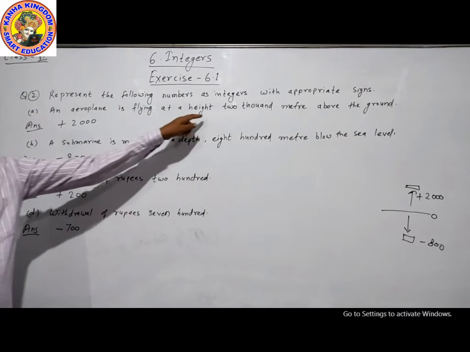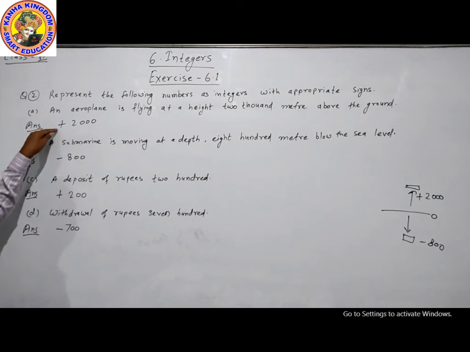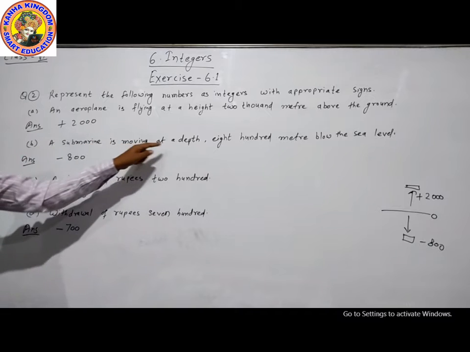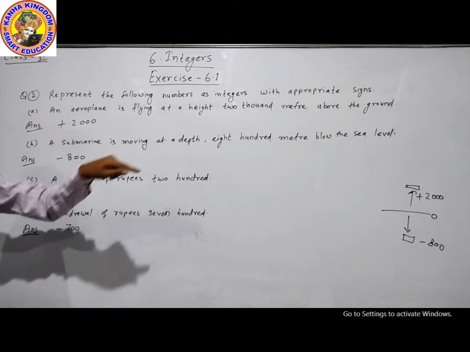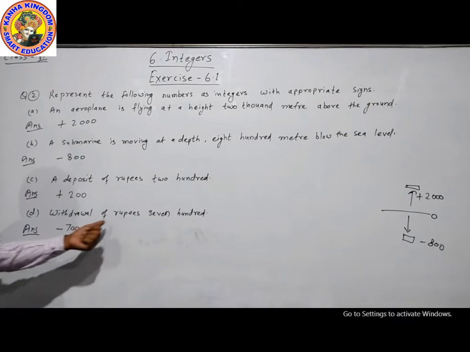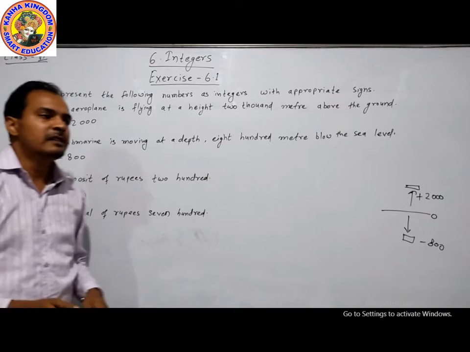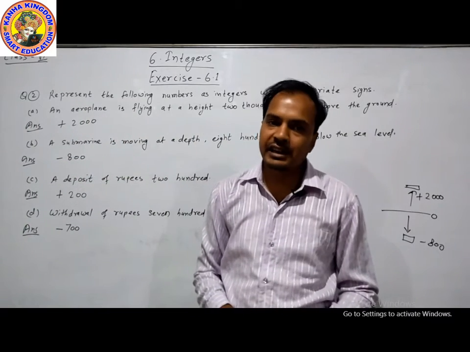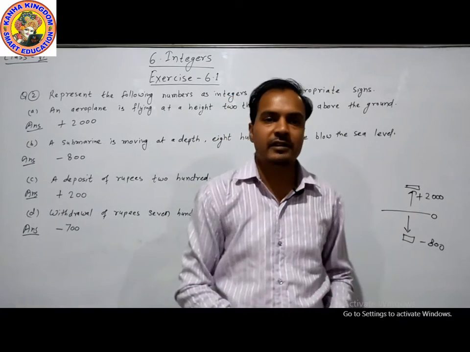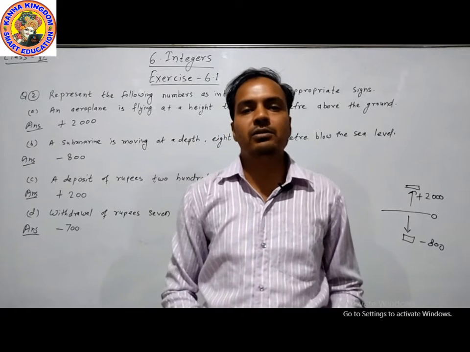An aeroplane flying at the height 2000 meter above. Above will be denoted by plus 2000. A submarine is moving at a depth 800 meter below. Below means minus 800. A deposit of rupees 200. When we deposit, our bank balance will be increased. In increased case, we will denote by plus 200. Withdrawal of rupees 700. When we withdraw, our amount in our bank will be decreased. In case of decrease, we will show by minus. So minus 700. You can take a screenshot of this. We will move to our next question.